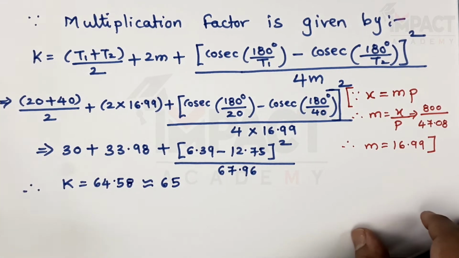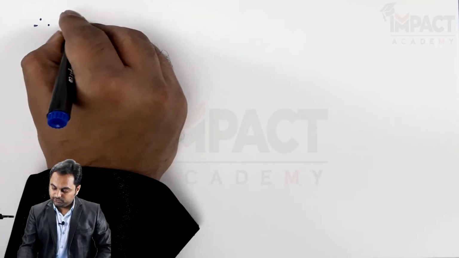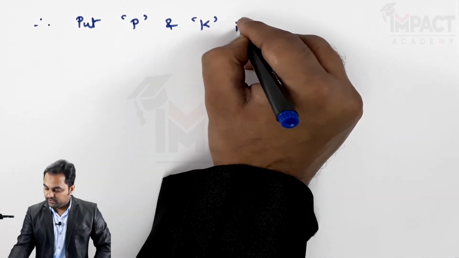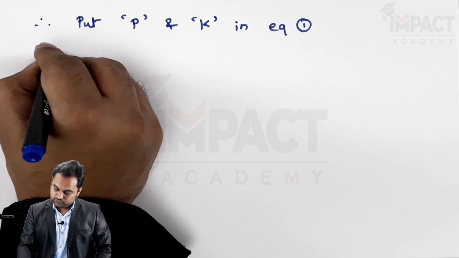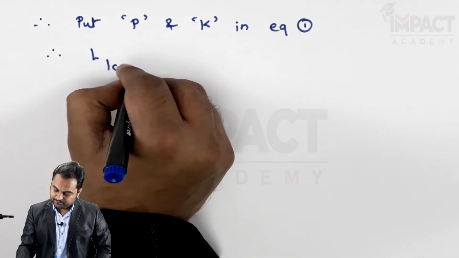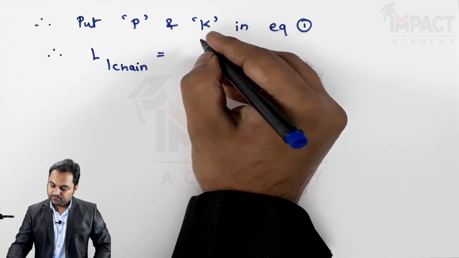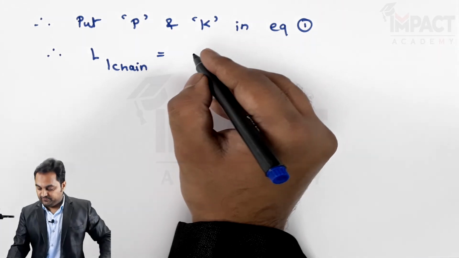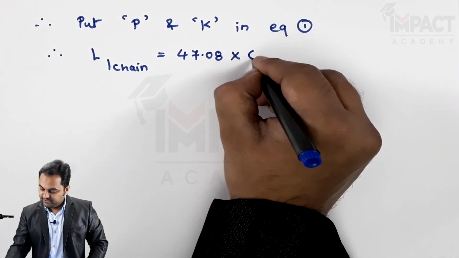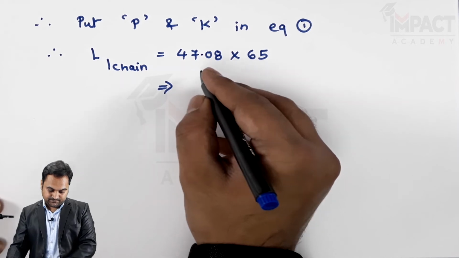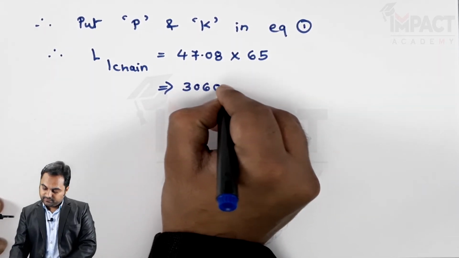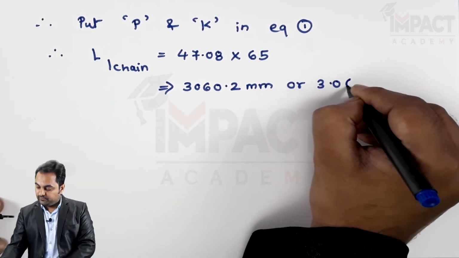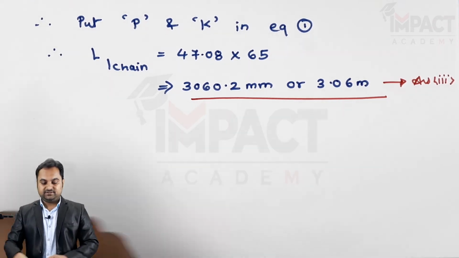Next, after this I'll say that therefore put pitch and K in equation 1. So the length of the chain will be equal to pitch, we have found out it was 47.08, and K value is 65. So I am getting the length of chain as 3060.2 mm, or we can say that is 3.06 meters. So that's the third answer.